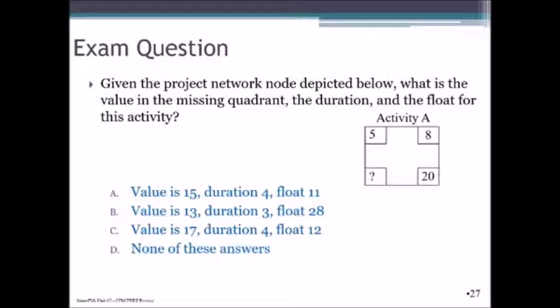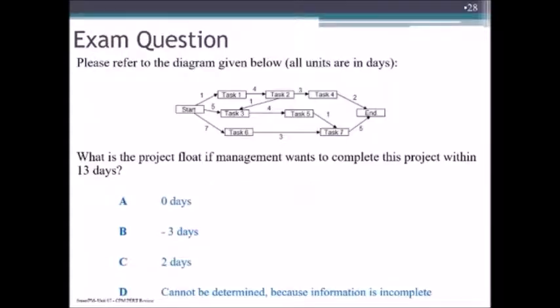Next question, pause video and resume when ready. In this case, the missing quadrant is early finish, value of 17, duration of 4, a float of 12. And you recall we looked at this question in the previous unit to explore the notion of negative float. Negative float is where the critical path exceeds the target, in this case what management wants.